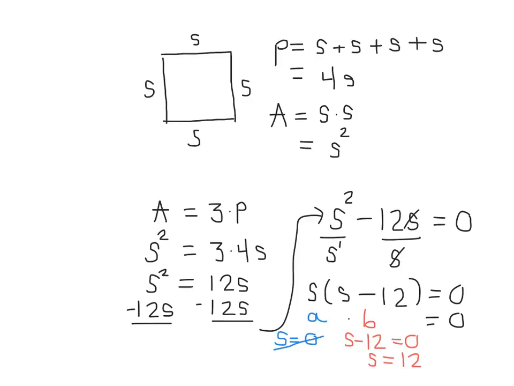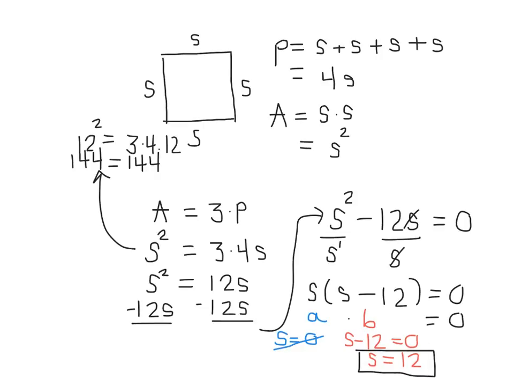And so now if we go back to this original equation here that we set up and we replace our S with 12, we'll have 12 squared is equal to 3 times 4 times 12. Well, 12 squared is 144. 3 times 4 times 12 is also 144. So our solution works. The side of the square is in fact 12 units long.